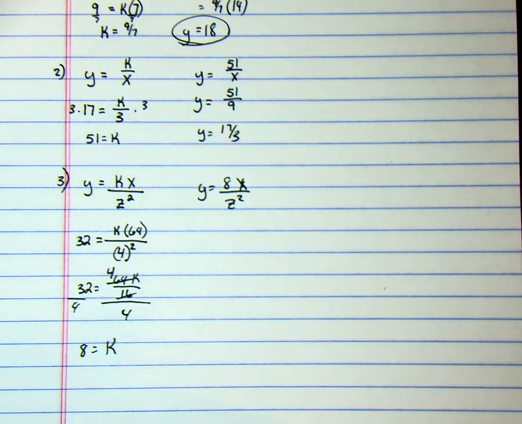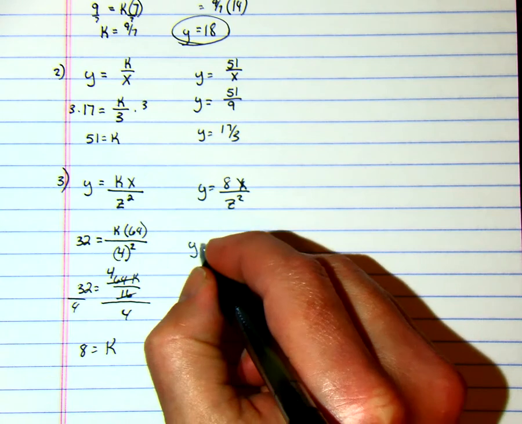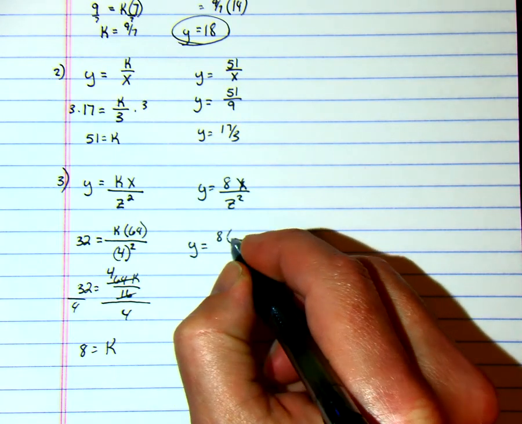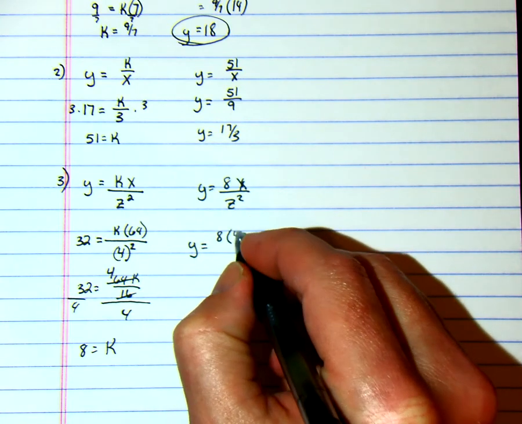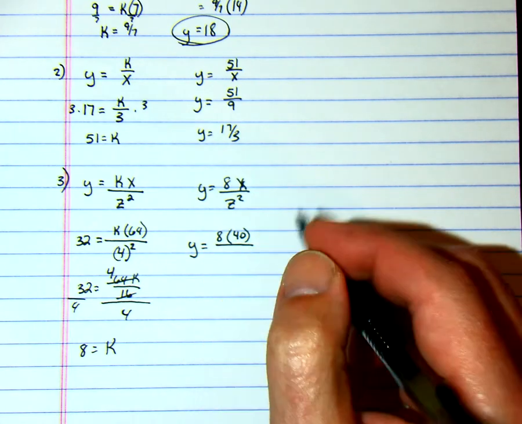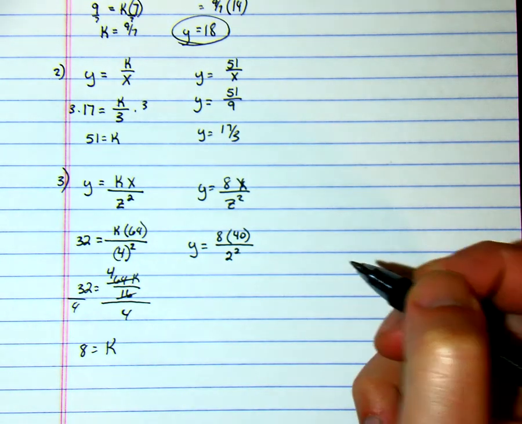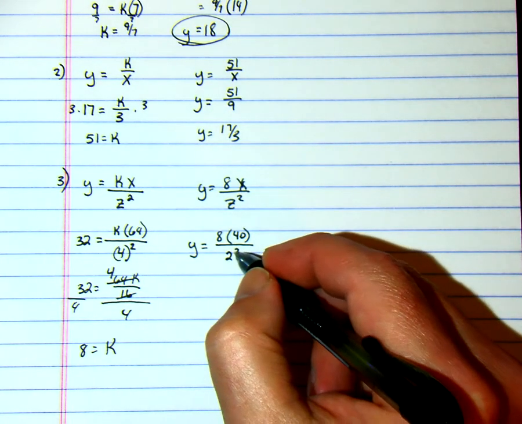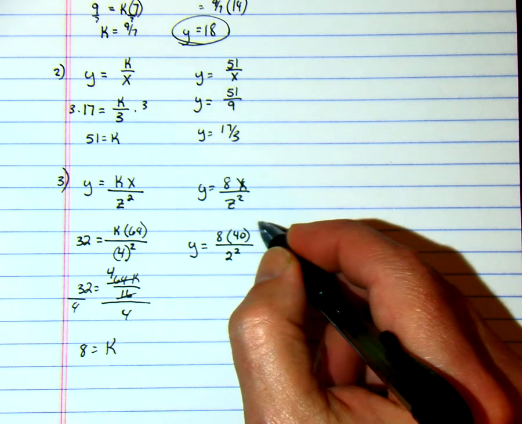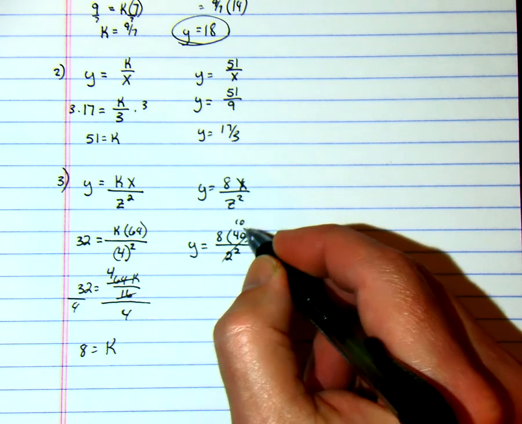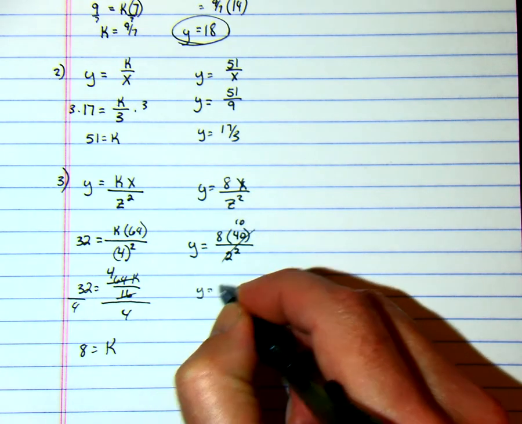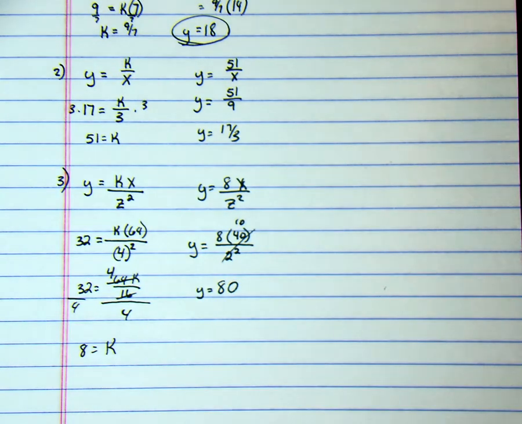And now it says find y when x equals 40 and z equals 2. So 2 squared is 4. 4 goes into 40 10 times, so all of that simplifies into a 10. When I take 8 times 10, I'm going to get 80. And we are done. Okay.